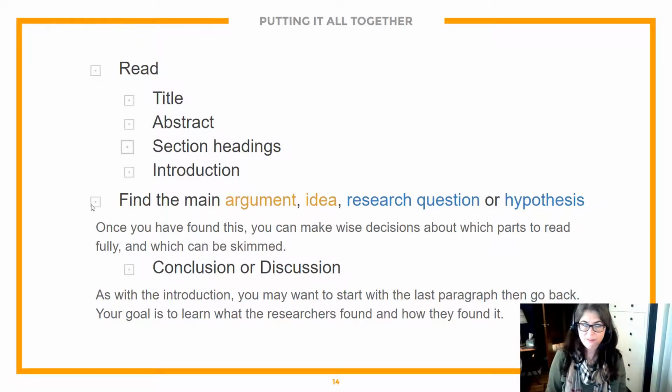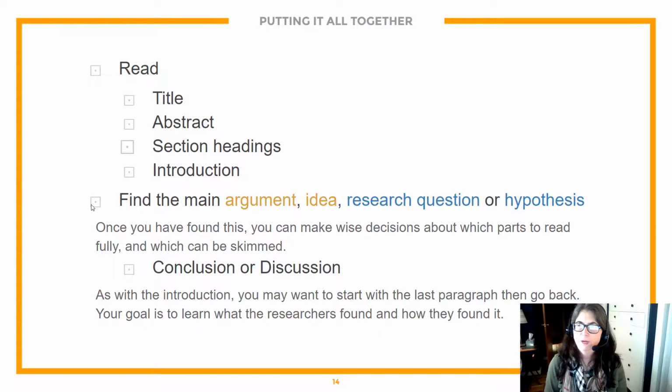Once you have found out this information, you can decide how much of the article you actually want to read a little bit more deeply and which parts can just be skimmed. If you're seeing things like statistics and graphs that you don't really understand, usually as a first-year student, that's okay. You'll learn more about those things as you get further along in certain subject areas. Then you can skip to the conclusion or the discussion, and again, I usually start with the very last paragraph because that's where they're going to tell you the most important information, and then you can go back and read or skim the rest of the conclusion or discussion.